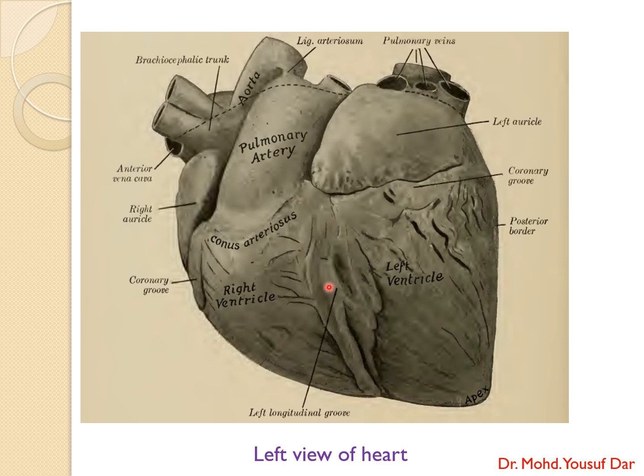And this is the longitudinal groove, that is left longitudinal or paraconal interventricular groove. It contains the paraconal branch of the left coronary artery. This left longitudinal groove begins from the coronary groove behind the origin of the pulmonary artery, and it passes parallel to the posterior border of the heart. So this is the base, this is the apex, this is the anterior border, this is the posterior border.